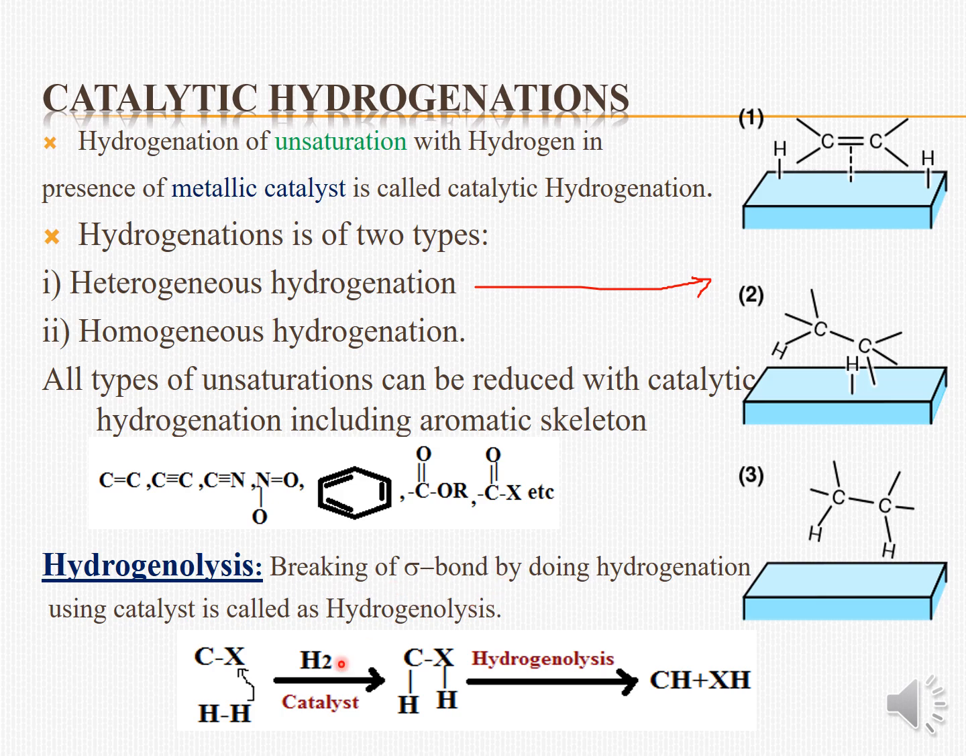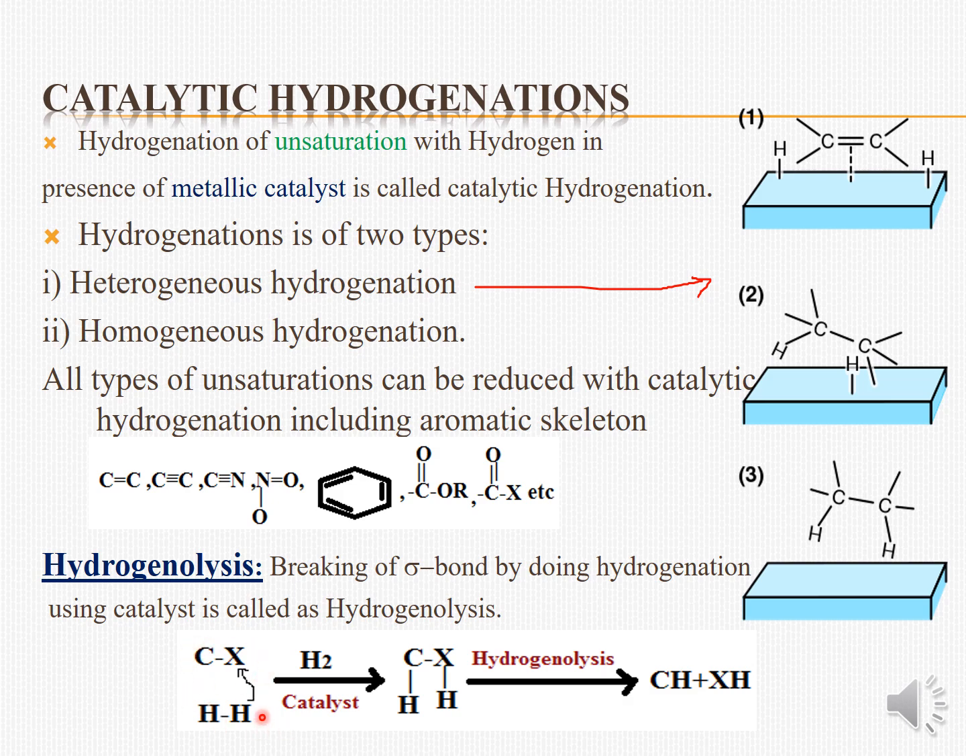So here, what do you mean by hydrogenolysis? It is the breaking of the sigma bond by doing the hydrogenation reaction. So here what happens, by the addition of the hydrogen molecule in the presence of a catalyst, the sigma bond is broken. It is cleaved out. That process is known as hydrogenolysis. Lysis is nothing but breaking. So breaking of the sigma bond by doing the hydrogenation and using a catalyst is known as hydrogenolysis.